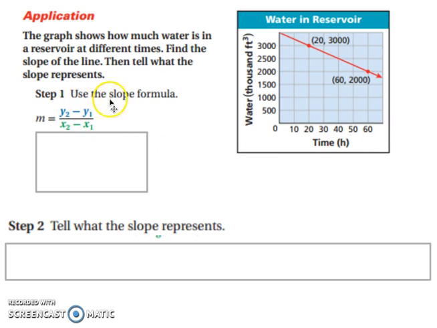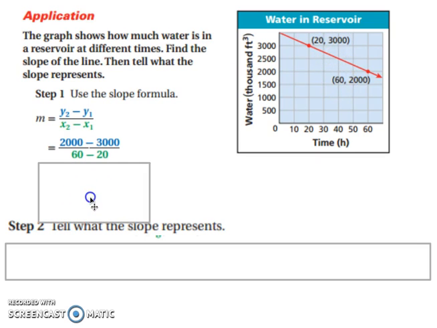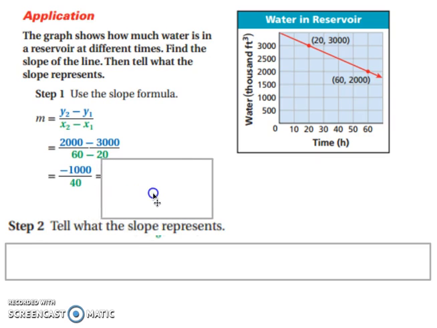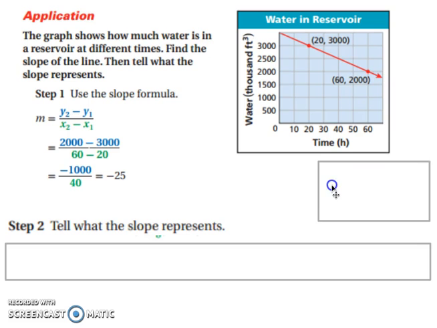Okay, so step 1, we're going to use the slope formula. These ones aren't as nice to count, so we'll use the formula. So we have our y2 and y1. So 2,000 minus 3,000, and then 60 minus 20. Which leaves you with -1,000 over 40. And if we reduce this, you end up with -25.